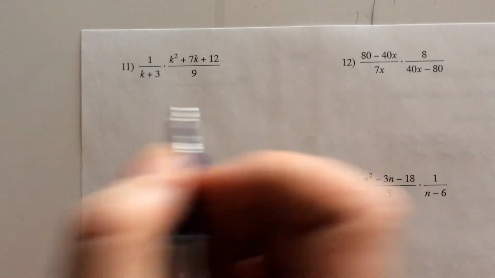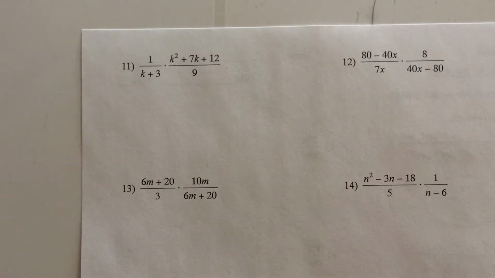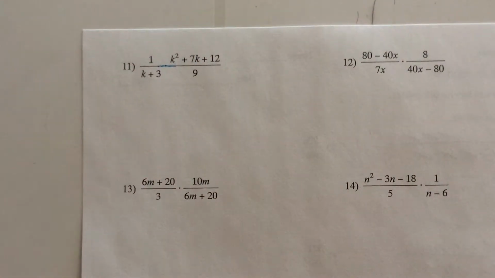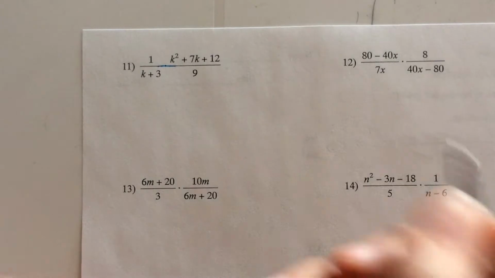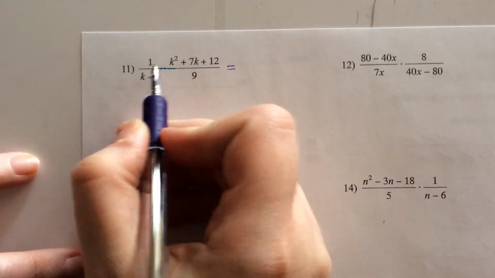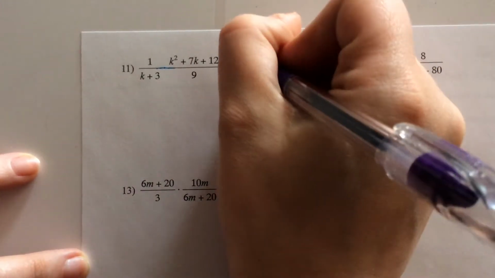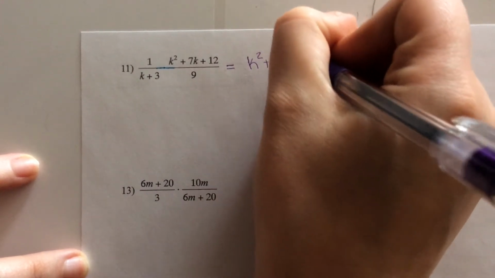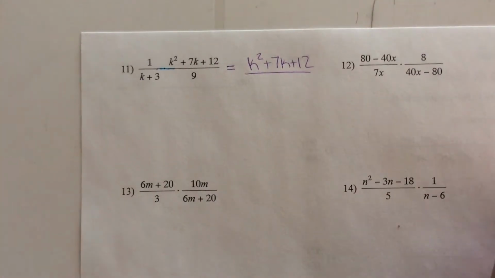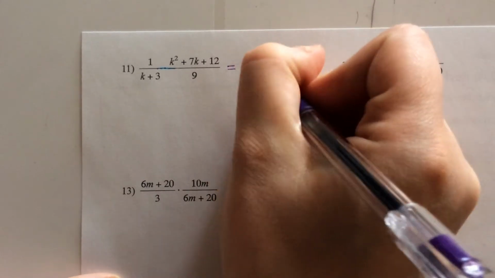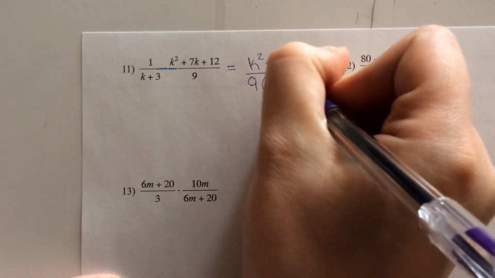Okay, flip over. Number 11. We are multiplying. Remember what we said about multiplication. We are just going to create one fraction, because when we have two fractions that are being multiplied, we multiply across the top and then across the bottom. So I have 1 times this quadratic. Anything times 1 is just itself. So that's all we have in the numerator. In the denominator, I have 9 times k plus 3.